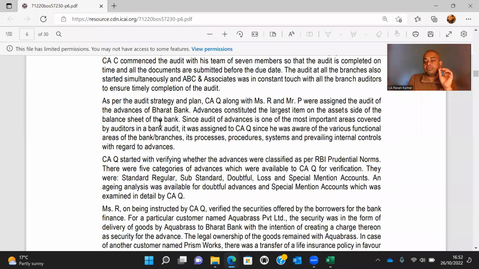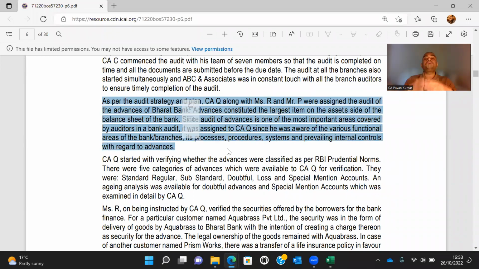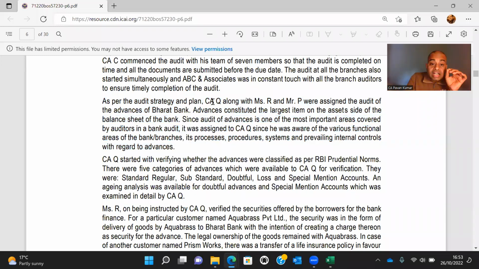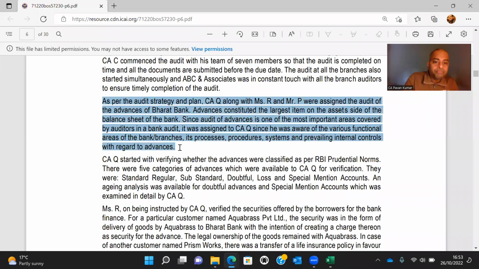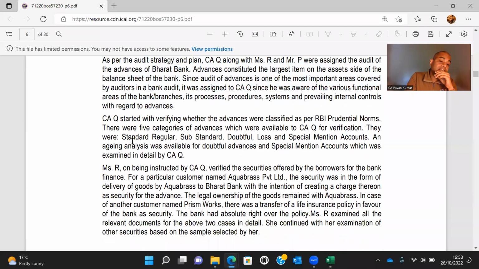In this para, what they are saying is advances constitute one of the largest items in the balance sheet. For any bank, advances is the largest item. That is the reason one qualified chartered accountant along with the 2 semi-qualified assistants is doing that. So he is aware of all the processes, procedures, systems, prevailing internal controls and all. So in this para also, there is nothing twisted or important. It is just the flow of the story. Next, third para, read more.